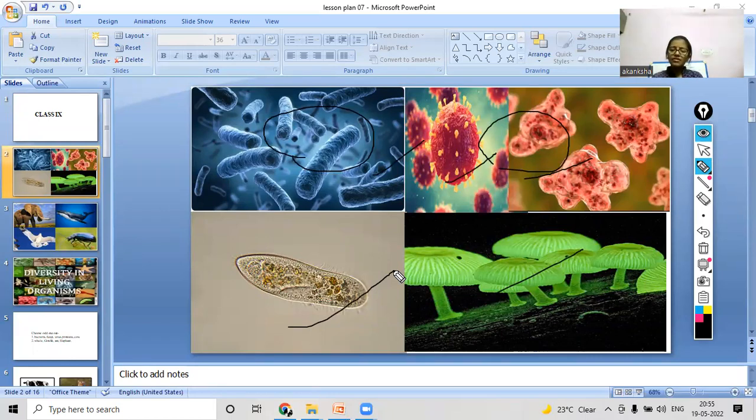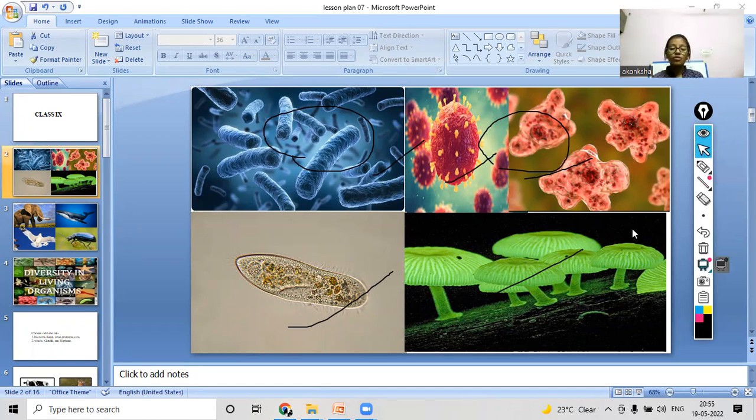Do you find any differences between them? Yes. Okay. So what are the differences that you can see? Like their shape is different. Yes. Their color is different. Yes. Very good. And what else? And they come under different categories also. Yes. Very good. So yes, you identified it correctly.